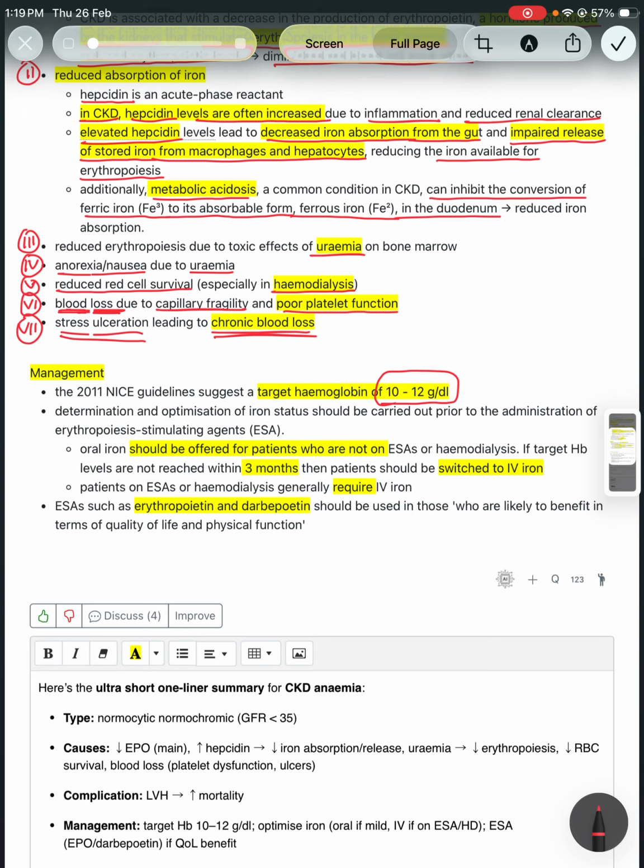Determination and optimization of iron status should be carried out prior to the administration of erythropoiesis stimulating agent.